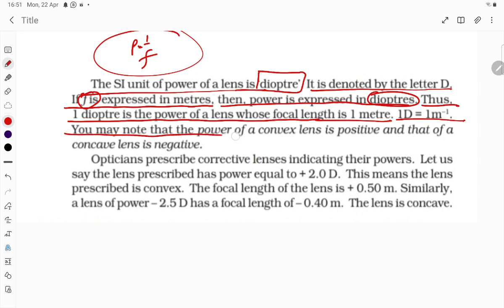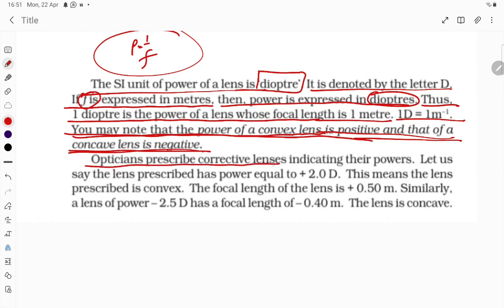You may note that the power of a convex lens is positive, and that of a concave lens is negative. So the power of a convex lens is positive. Keep in mind, the power of a convex lens is positive and that of a concave lens is negative. Opticians prescribe corrective lenses indicating the power.